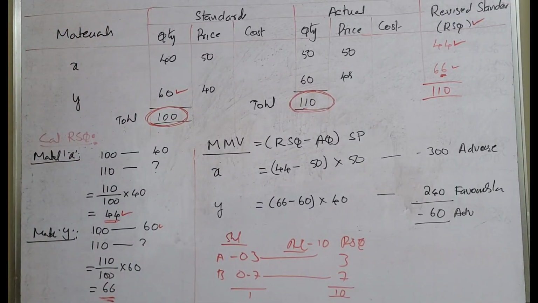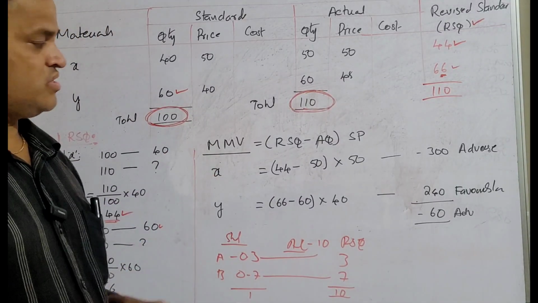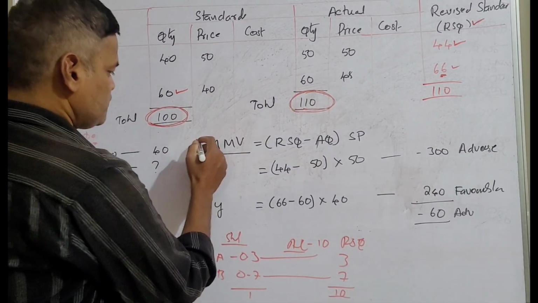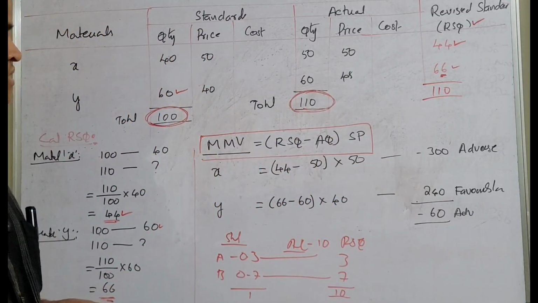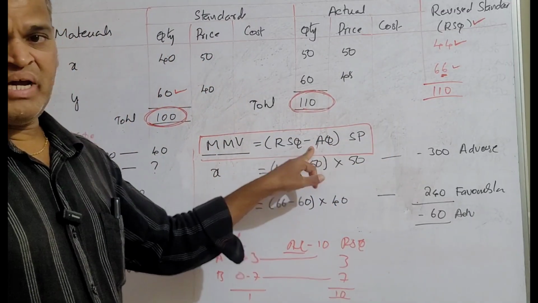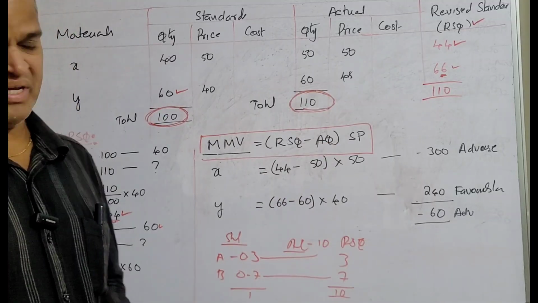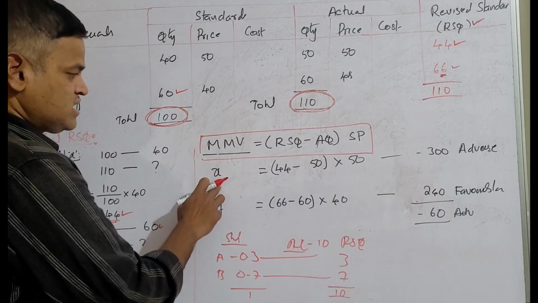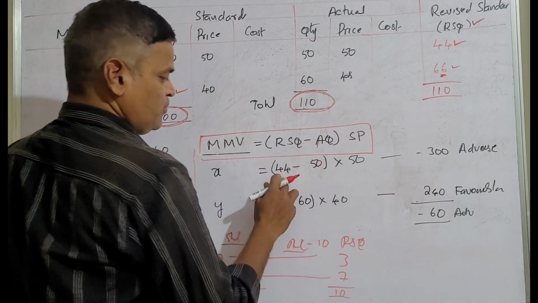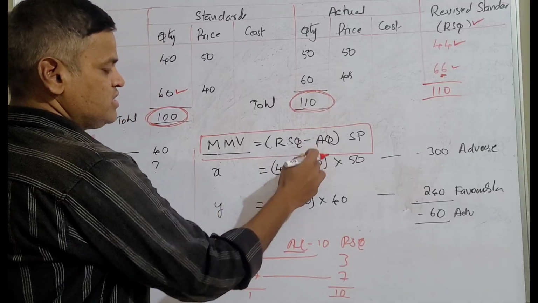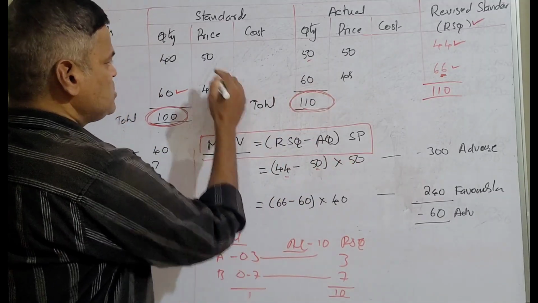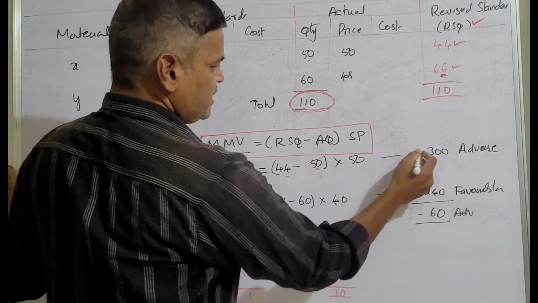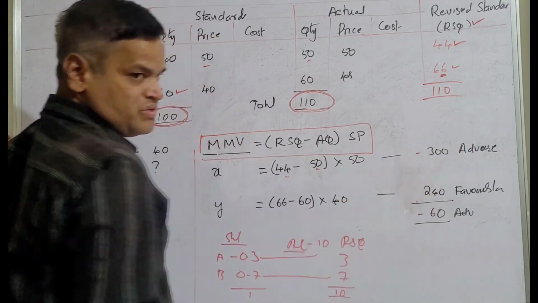Then we have to calculate the material mix variance. What is the formula? Material mix variance is revised standard quantity minus actual quantity into standard price. For X, the revised standard quantity is 44, the actual quantity is 50, and the standard price is 50. So we get negative 300, adverse.